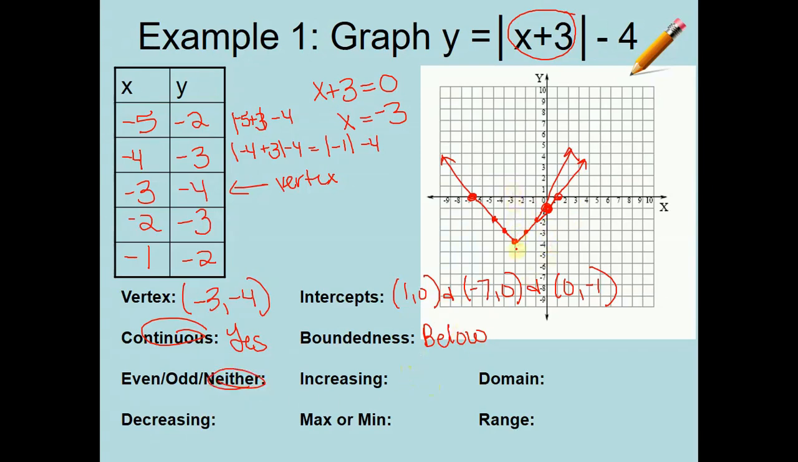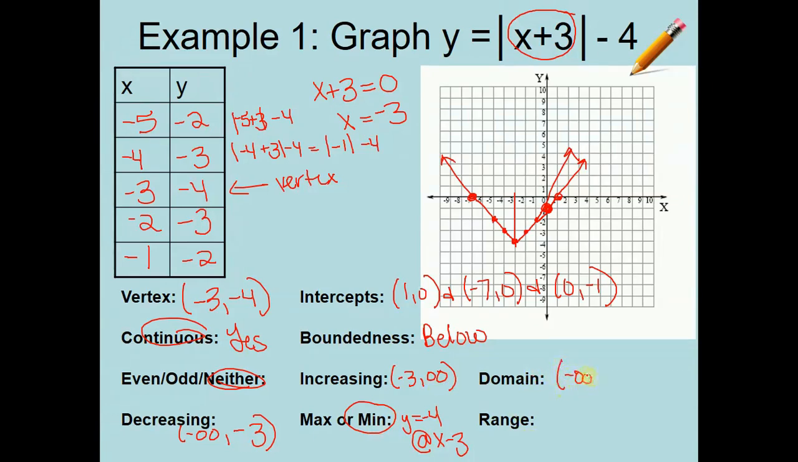Increasing, I am increasing on my domain from negative 3 to infinity. Decreasing, looks like it's from negative infinity to negative 3. With absolute value, you're always going to have only a min or a max. In this case, I have a minimum, and his minimum is at negative 4 when x is negative 3. That would be the absolute minimum.